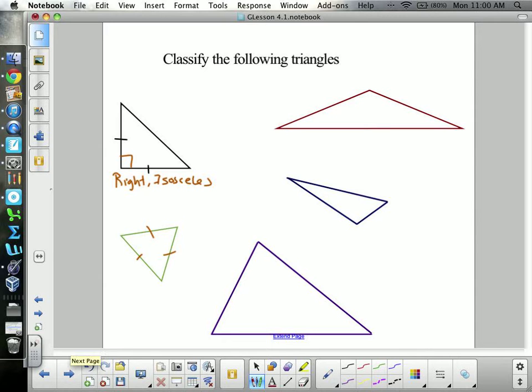How about this one? Obtuse, isosceles. What if I called it isosceles obtuse? That'd be fine. Okay. This angle is 100 degrees, let's say. So how would I name that triangle? Obtuse. And no two sides are indicated to be congruent, so it would be scalene.